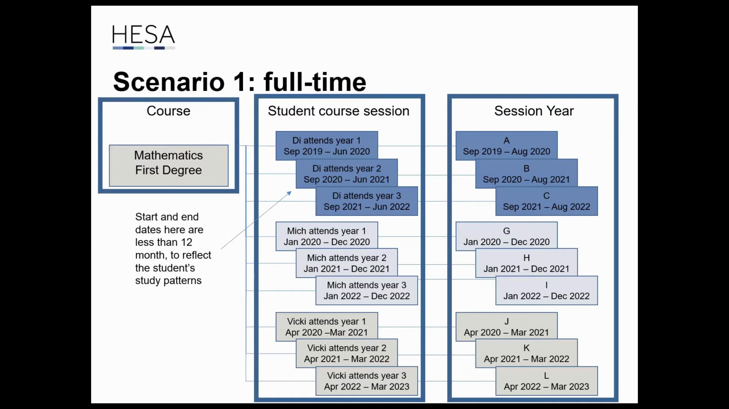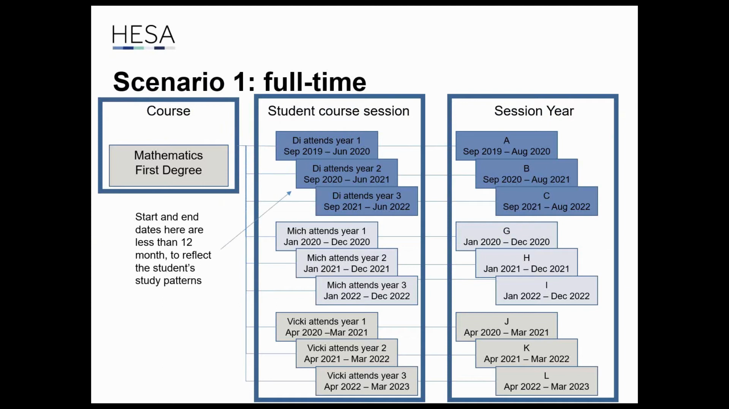So what this also shows you is some of the start dates around the student course session and session year. Session year has to be 12 months long. That's why that session year bucket is there. It's to put that 12-month bucket around the student study so you can see what they're doing. In Di's example, her student course session end date ends in June, but she's linked to a session year that ends in August. That's fine because she's obviously got a summer break in her study pattern.